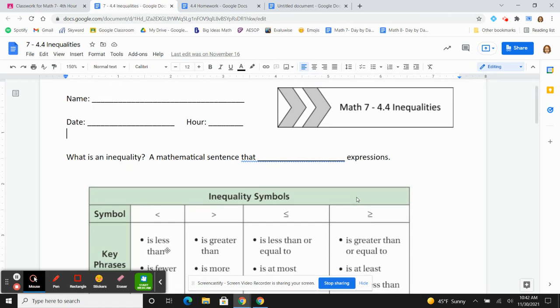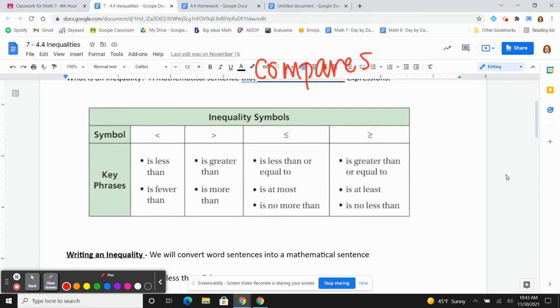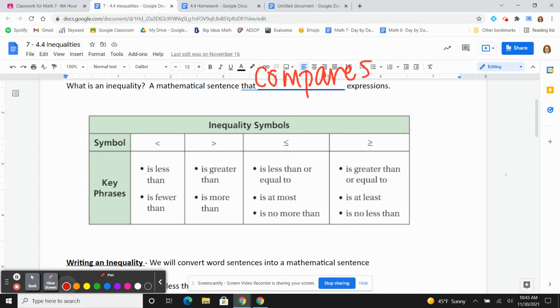Okay. So, what is an inequality? It's a mathematical sentence that compares two expressions. And I took this handy dandy little table out of your textbook. It has the symbol at the top, and then it has key phrases that are used for that symbol. So this first one right here, that's a less than sign.